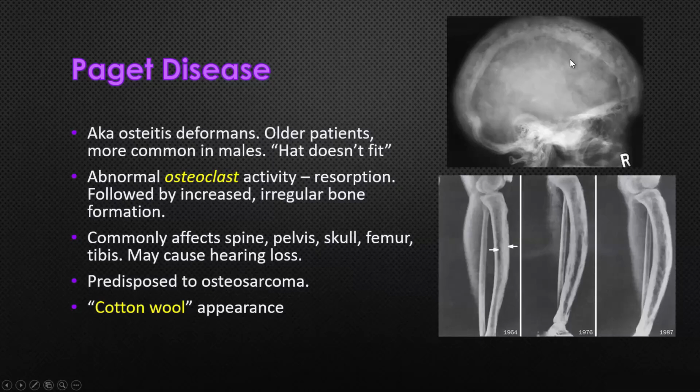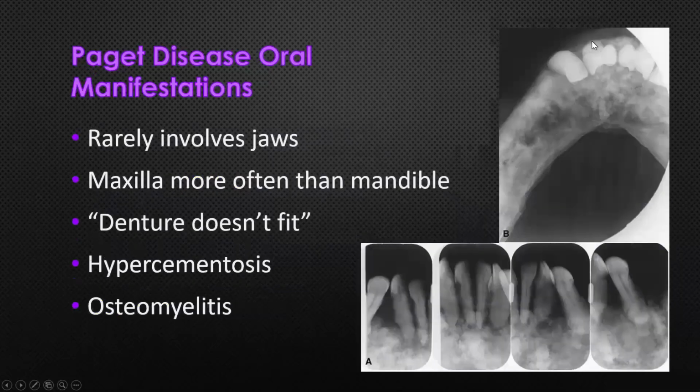Almost looks like clouds, like a cloudy appearance. That's similar to what I would call a cotton wool appearance. So if it does involve the jaws, it's going to be similar to the skull. The bone is actually increasing in volume. And so it affects the skull a lot. If someone's head is growing, it's not going to be completely obvious, but their hat's not going to fit anymore. And if it's in the maxilla or mandible, their dentures may stop fitting because that bone is actually growing in volume.